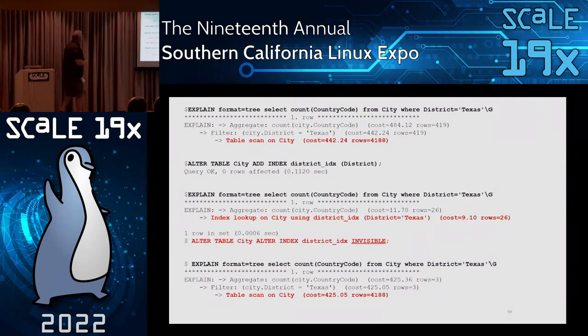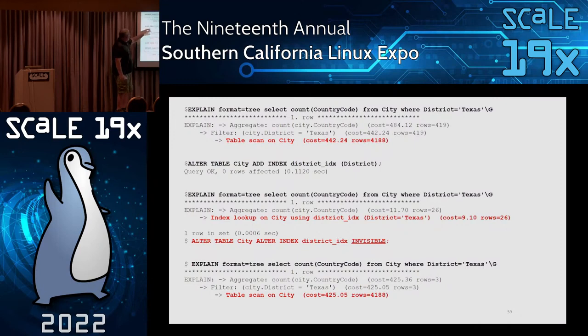So we're going to create a table. Actually, we're using the MySQL world database where the table has a bunch of city information. And if we're looking for the records where the district is equal to Texas, and there's no index there, it has to do a table scan, and the cost is 442.24.